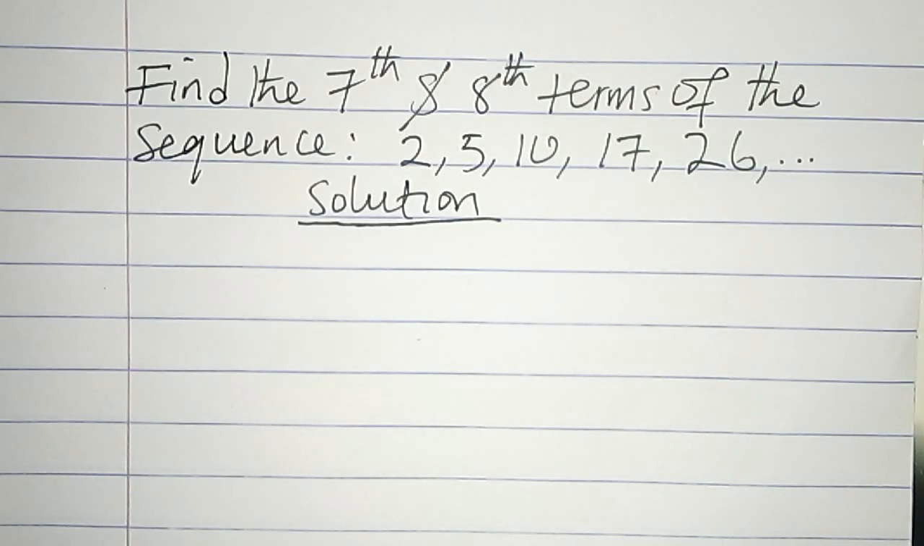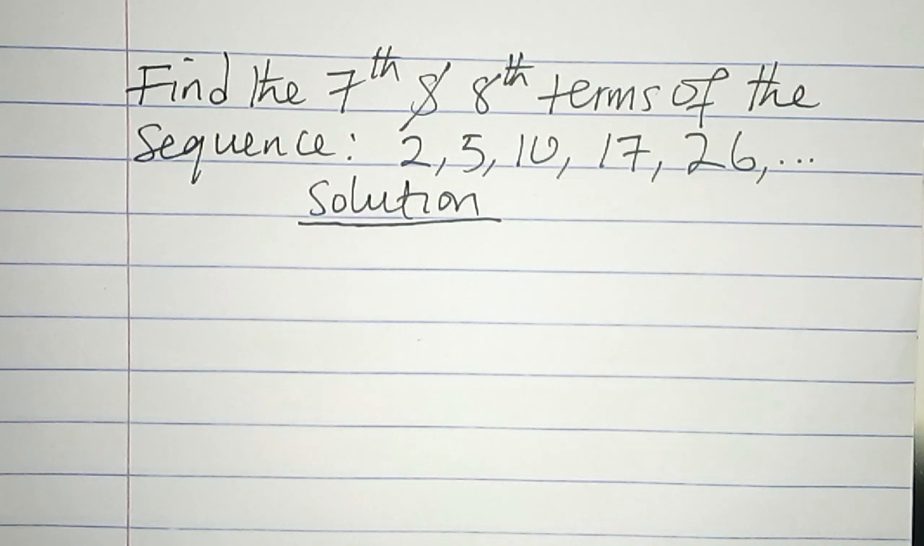Maths class. Alright, we have a problem right now. We are asked to find the 7th and the 8th terms of the sequence 2, 5, 10, 17, 26 to infinity. We are asked to find the 7th and the 8th terms. Alright, let us do it the Hallelujah way.